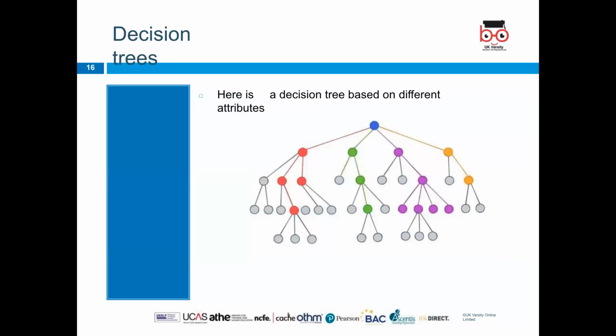So over here, we can see the decision tree. Here's a decision tree based on different attributes. In the diagram, we see that every decision is different, which is a common thing in data science.